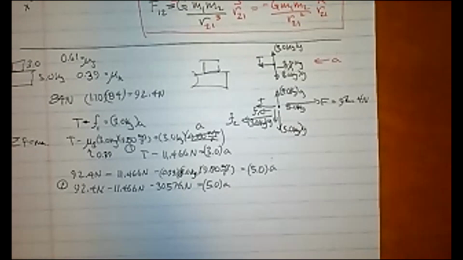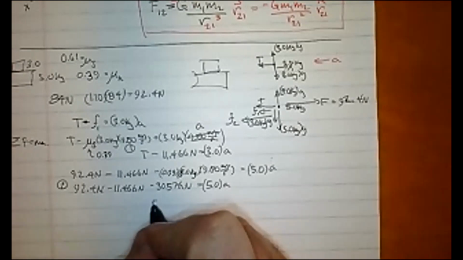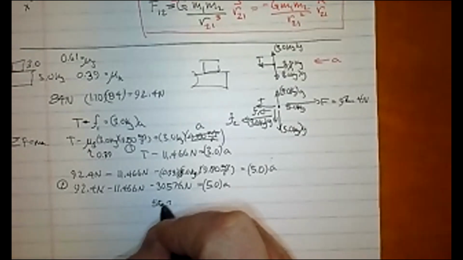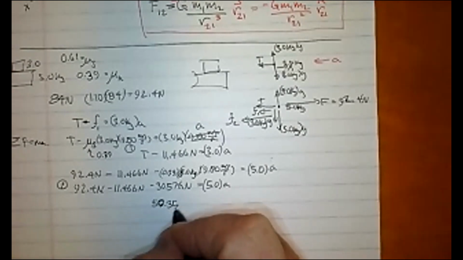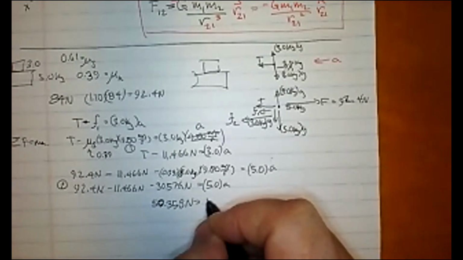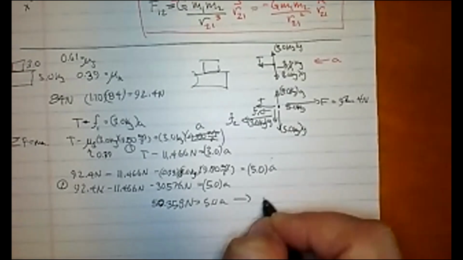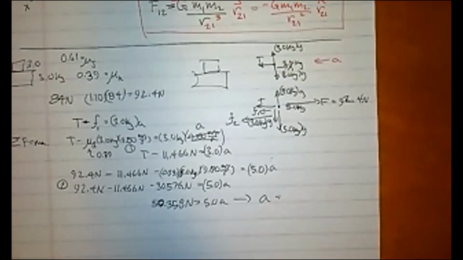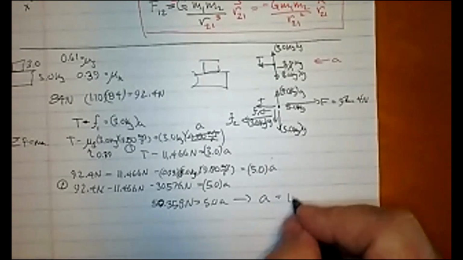That gives me 50.358. Excuse me, 50.358 newtons is equal to 5.0 times A. So that suggests A is going to be equal to 50.358 divided by 5. I got 10.07.